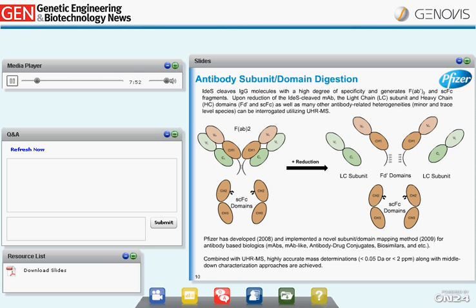Now the single chain Fc domain will enable you to get at the glycosylation pattern, whereas the light chain subunit will enable you to get at any light chain CDR region for modifications or characterization. And the FD domain would enable you to get at potential modifications in the FD region or the hinge region if it's not including a disulfide bond.